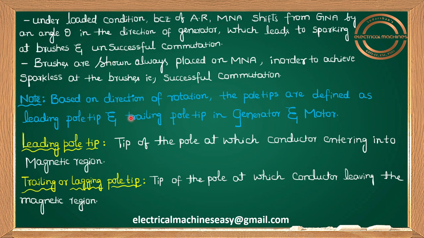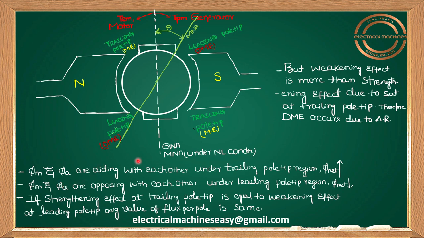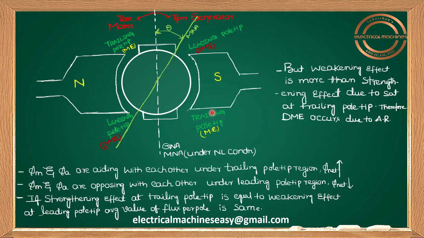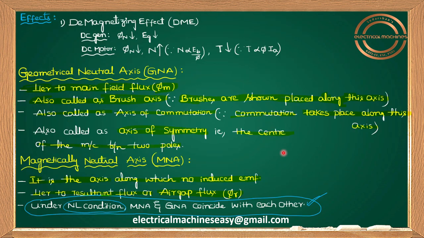Try to understand here. So please let me show here. If you see this figure, for the north pole I just showed here trailing pole tip, here leading pole tip. For the south pole, leading pole tip and trailing pole tip. At the trailing pole tip I showed you ME effect, here also ME effect, at leading DME, DME. If you want, I'll show you this figure once again. See, north pole trailing ME, south pole leading DME. And here north pole leading DME, south pole trailing ME, same thing. So I just wrote it here, okay guys. Please try to see that pi m and pi a are aiding each other under the trailing pole tip region, therefore net flux will increase. Let me show you in this figure.